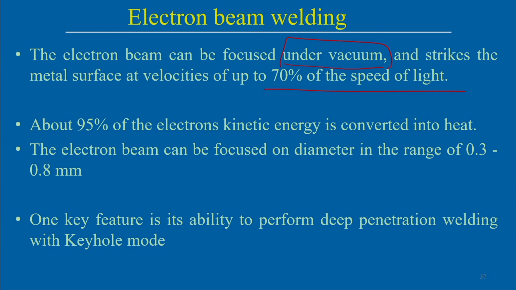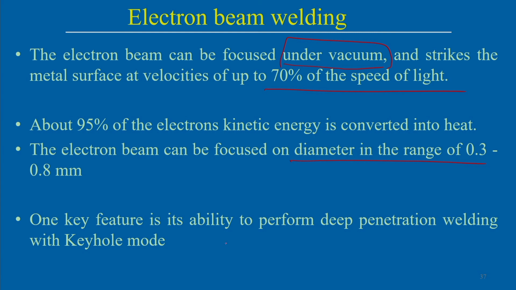Now, about 95% of the electrons' kinetic energy is converted into heat, and the remaining 5% may be backscattered electrons or secondary electrons that are emitted or reflected back, or it can produce some X-rays also. It means that most of the electrons' kinetic energy, about 95%, is converted into thermal energy. Now, the electron beam can be focused to a diameter in the range of around 0.3 to 0.8 millimeter. In general, that is the range over which the electron beam is focused.